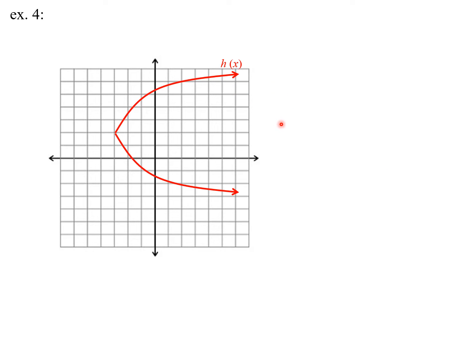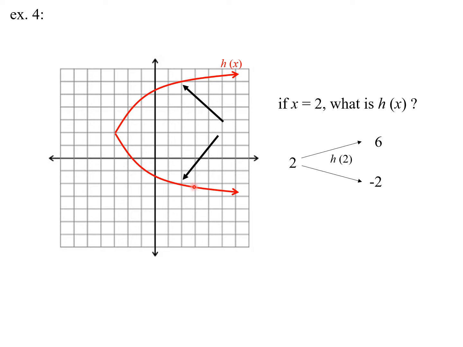Now looking at this graph, if I have x equals 2, what is h of x? Well, if x equals 2, we have an output of +6, and we have an output of -2. That's not okay. Same input taking two different outputs. So h of x is not a function.